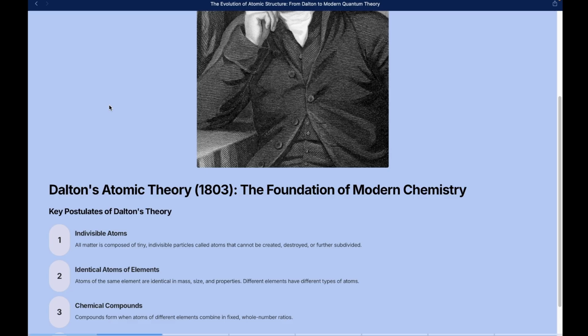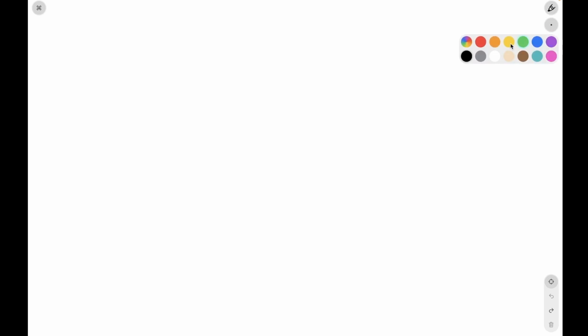Here is a quick tip to remember Dalton's atomic theory easily. Just remember the word A S I C S. A stands for all matter made up of atoms.